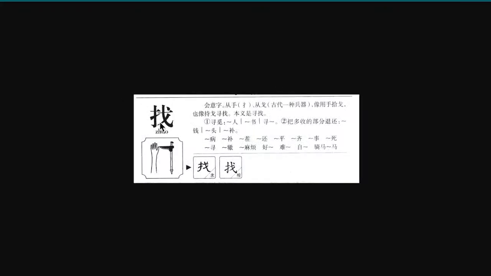So let's take a look at the character. You can see the right hand side is 戈. Now this 戈 is an Asian weapon. I think you can make the connection this way: you hold this weapon to search for the enemy, right? I think that's the original meaning. Okay, so this is 找.